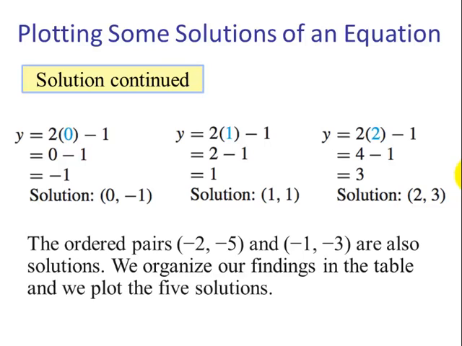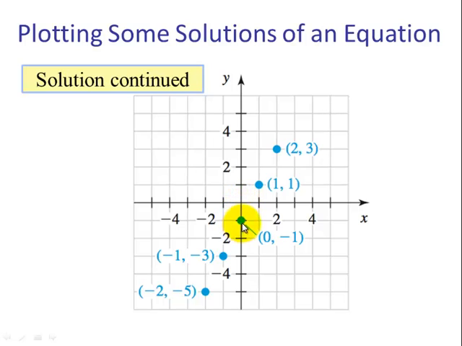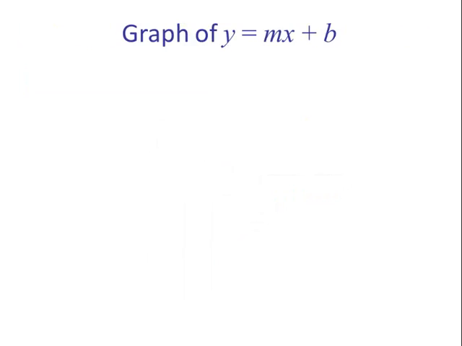The ordered pairs (negative 2, negative 5) and (negative 1, negative 3) are also solutions. We find those just like we did the previous 3, and we're going to plot these 5 solutions on a graph. So when x is 0, y is negative 1. When x is 1, y is 1. And we see that these 5 solutions will make a straight line. So for any equation that's in the form y equals mx plus b, the solution set will always be a straight line.